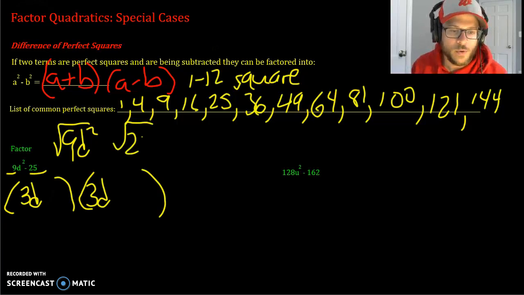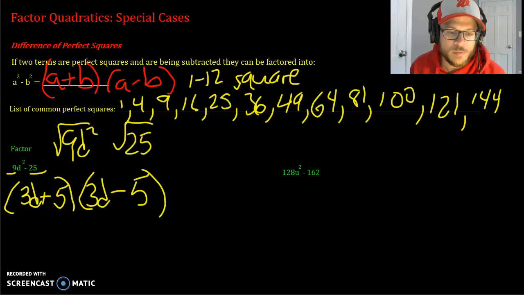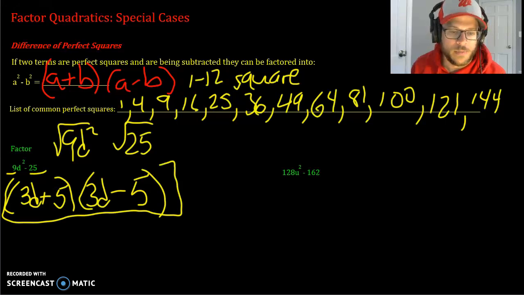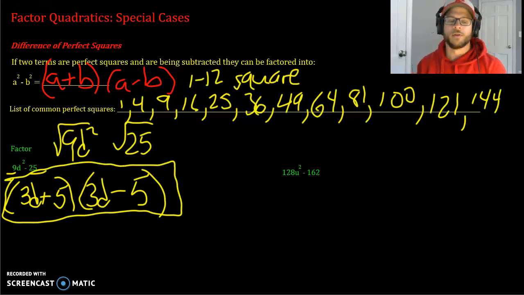Then you're going to take the square root of 25. That's going to give you 5. And one of your binomials must be plus, one of them must be subtraction. Now the order does not matter. You could have your subtraction binomial come first and your addition binomial come second. Since they're all being multiplied together, it does not matter.